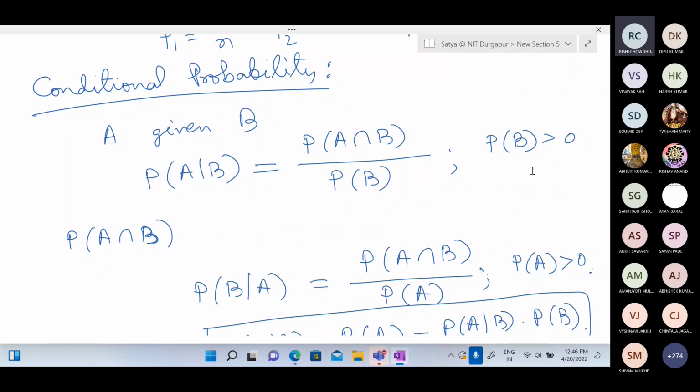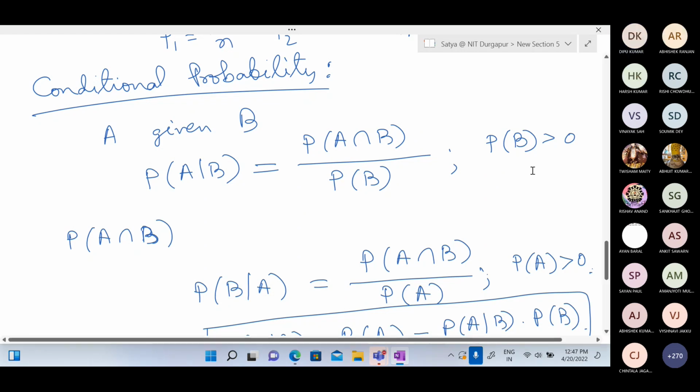Probability cannot be infinity. You see, probability lies between 0 and 1. Sir, it will become undefined. Undefined, not infinity. It is better we say undefined. Exactly, it is undefined. Only when tending to 0 will it be infinite.